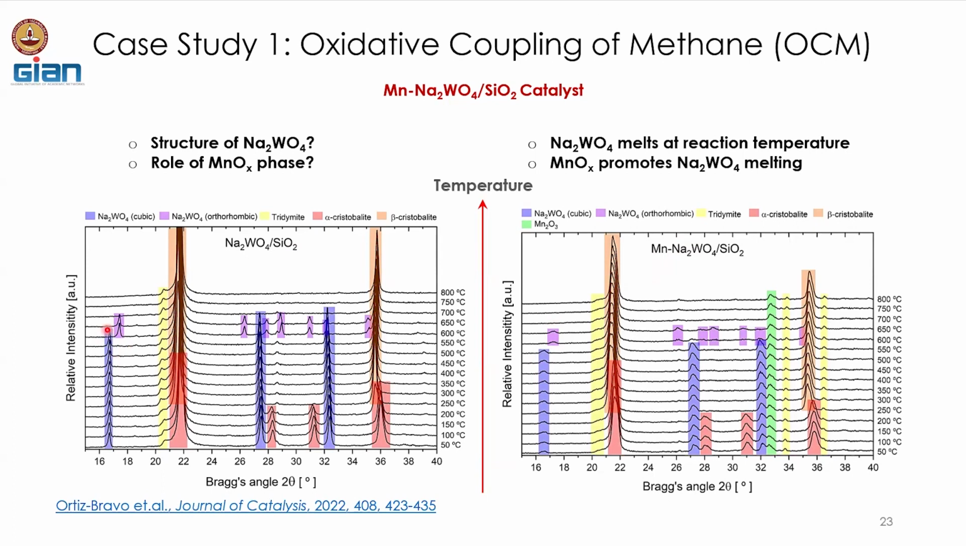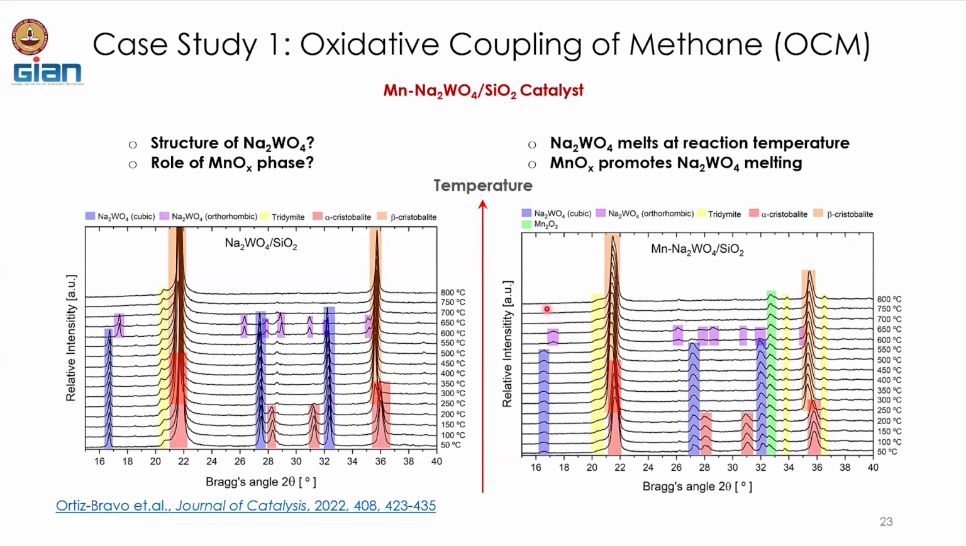Here the cubic phase was present up to 600 degrees Celsius, then the orthorhombic phase was present, but here now at 500 degrees Celsius my cubic to orthorhombic phase transition is happening, and as you can compare from here and here, the band intensity has significantly gone down, it has become broadened, right. That means the crystallinity of the sodium tungstate has gone down, what we just saw a few slides back, correct.